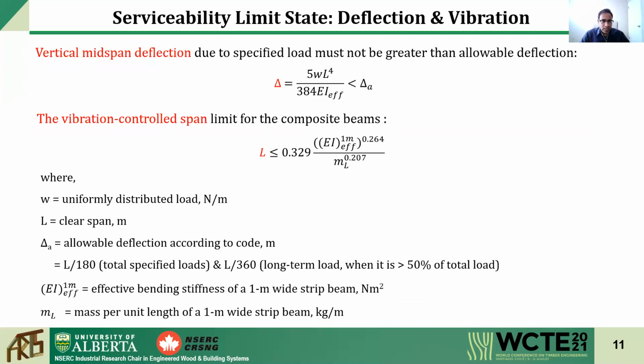For the serviceability limit state, we need to check the deflection and vibration, which are really dependent on the effective bending stiffness of the system. That's why at the beginning, we calculate the effective bending stiffness of the system. So the vertical midspan deflection due to the specified load must not be greater than its allowable deflection. Here W is our uniformly distributed load, and effective bending stiffness can be calculated from the equation shown earlier in this presentation.